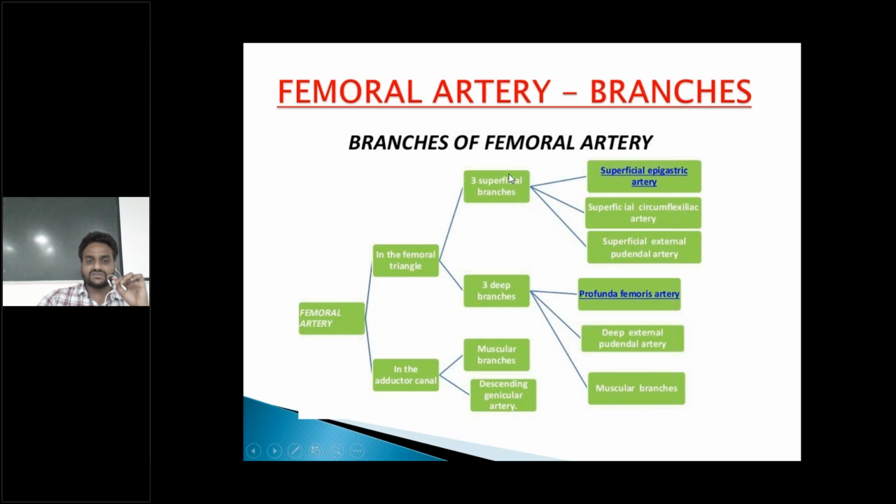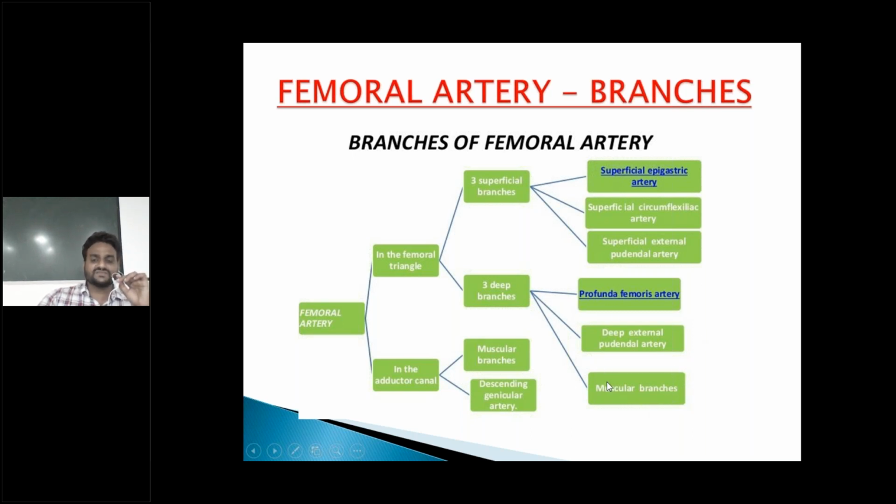Totally 6 branches. 3 superficial, 3 deep. Name the 3 superficial branches. First one: superficial epigastric, superficial circumflex iliac, superficial external pudendal, then profunda femoris, deep external pudendal, and muscular branches.